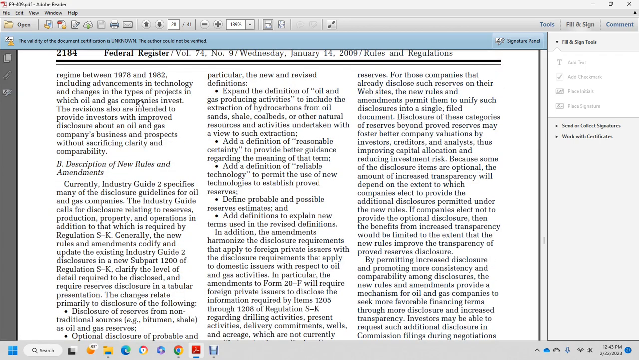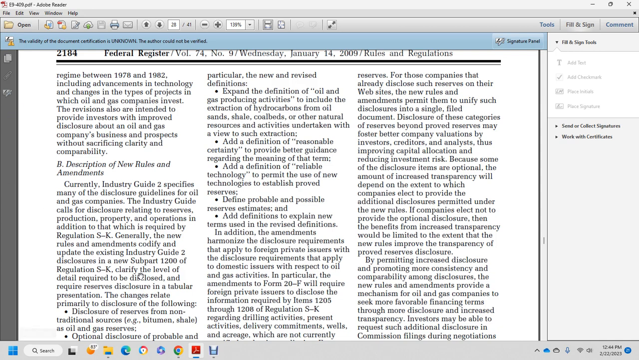B. Describe the new rules and amendments. Currently the industry guide specifies the disclosure guidelines for oil and gas companies, calling for disclosure relating to reserves, production, properties and operations, in addition to what is required by Regulation S-K. Generally, the new rules and amendments codify and update the existing Industry Guide 2 and the disclosure in the new Subpart 1200 of Regulation S-K, and clarify the level of the data.